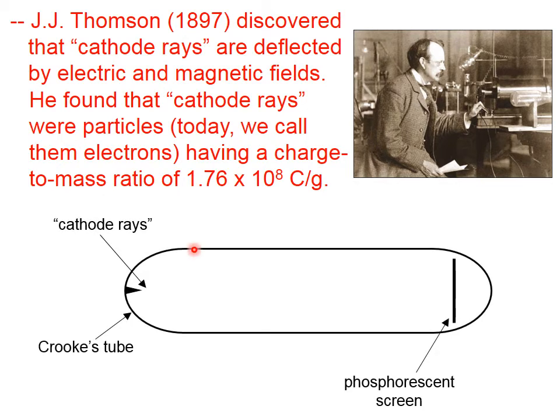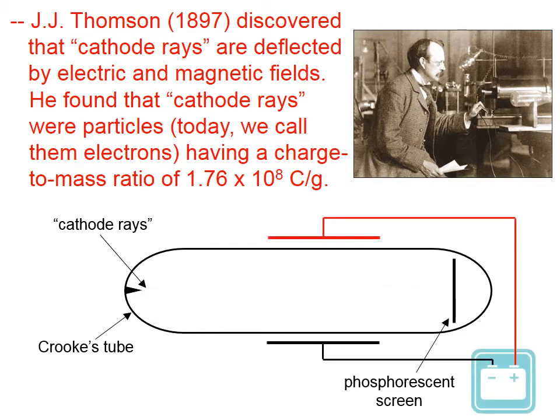He had a cathode ray tube similar to what Crookes used. Over here we had a phosphorescent screen that would glow when hit by these cathode rays. So there would be this nice, let's say, greenish glow right there. And what Thomson did was put an electric field across the cathode ray tube, which gave one plate a negative charge and the other plate a positive charge. In other words, there was a voltage difference. There's an electric field now between these two plates.